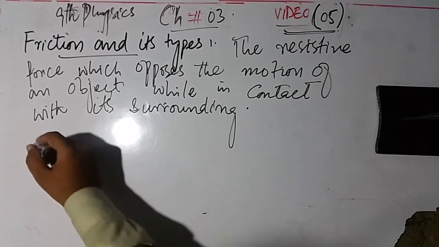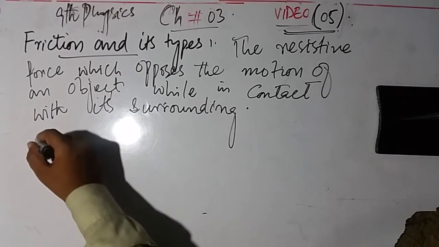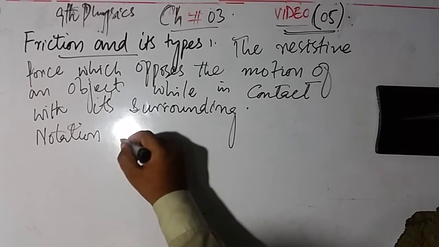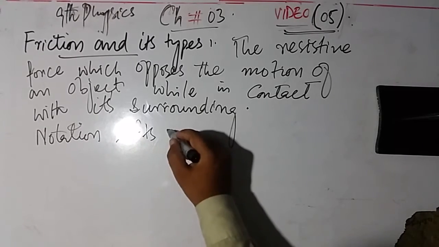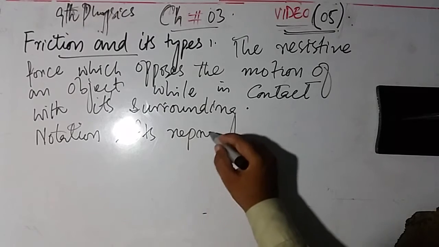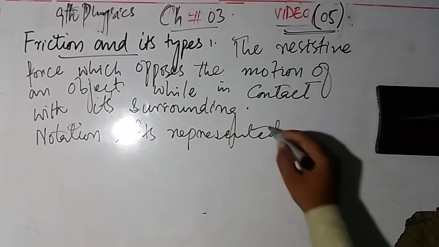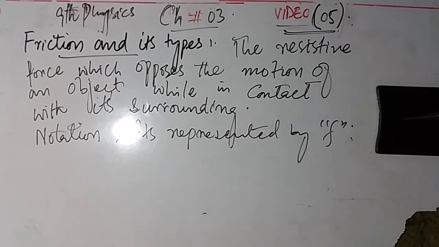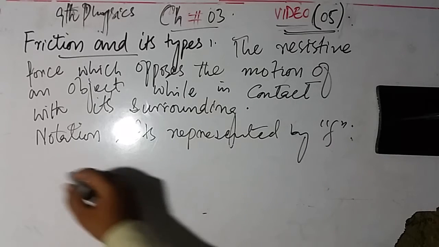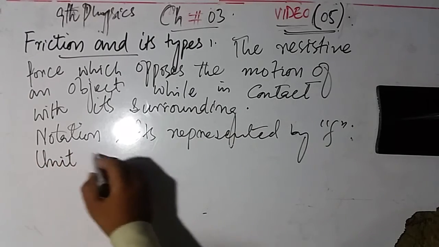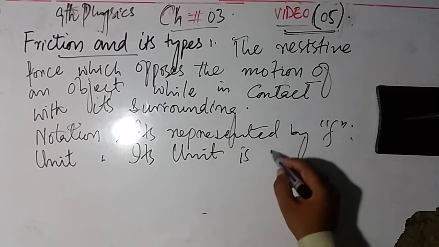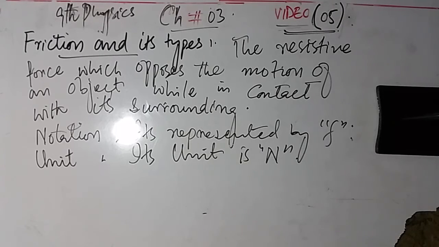Force is a vector quantity, so its nature is vector. In notation, the frictional force is represented by small f. Now since it's a force, its unit is Newton, represented by capital N.